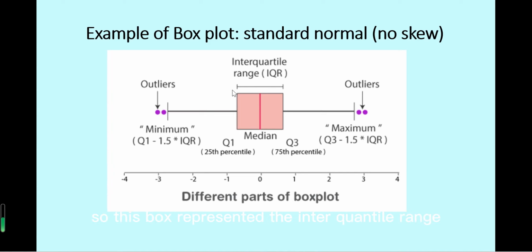So this box represents the interquartile range part of the data. This is the lower whisker, this is the upper whisker. The lower bound of the whisker is about 1.5 times the interquartile range, and same for the upper whisker. These two observations are both called outliers because they are outside of the boundary of the whisker.